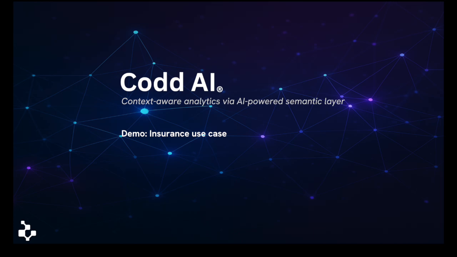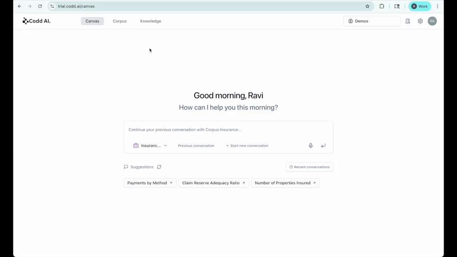Cod AI transforms complex data into contextual semantic layers powered by generative AI. This platform is designed for both technical analysts and business users. Technical analysts are responsible for creating a corpus and configuring the domain context, while business users access and work with certified corpus to gain insights. Here, we have our canvas, corpus, and knowledge sections.